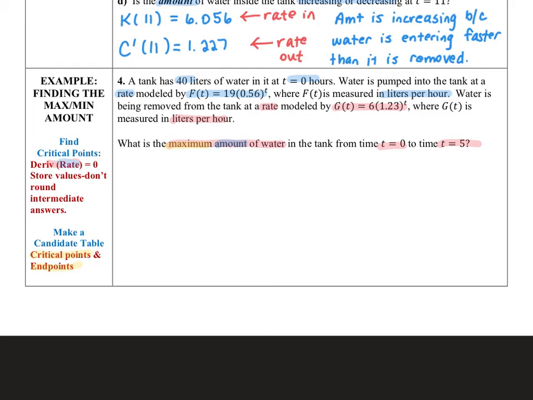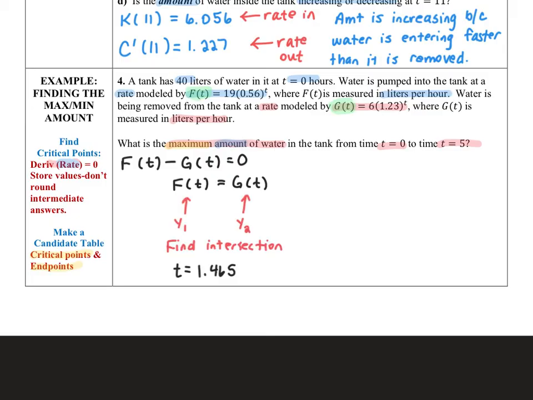And I have to consider that one of these rates is adding water and one of them is taking it away. What we're looking at right here is our derivative set equal to 0. To solve this, I'm going to add the g of t to the other side. And I'm solving this equation where f of t, that's this exponential function, equals g of t, which is this exponential function. It is a hard equation to solve, but when you have your calculator, it's super easy. So what we're going to do is put f of t into y1, g of t into y2, and then find their intersection point. The calculator gives me that intersection point is 1.465.